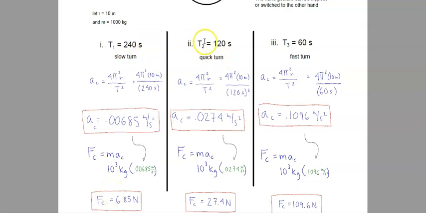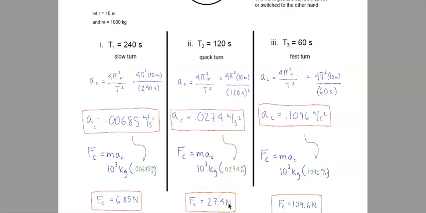We will halve the time it takes to go around this turn. And in doing so, we get 4 pi squared r over t squared, 4 pi squared 10 over 120 squared, which gives us 0.0274 meters per second squared. We insert that into F equals ma, and we get F sub c equals 27.4 newtons.